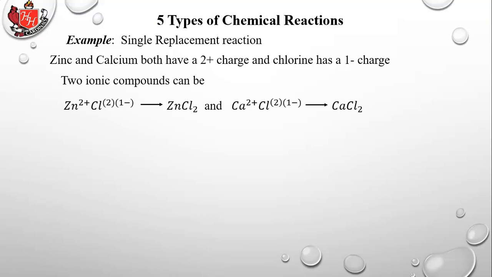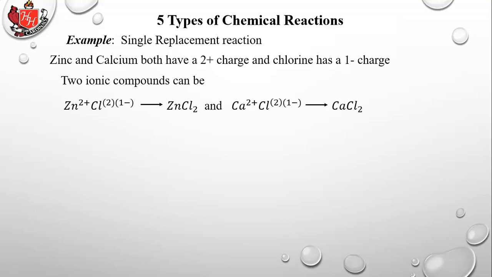So you end up with zinc being a 2+ charge, chlorine being a 2 times -1, which is a 2- charge. 2+, 2- are electrically neutral. They balance each other and they form a bond. So it's ZnCl2. You need 2 chlorines for every 1 zinc.